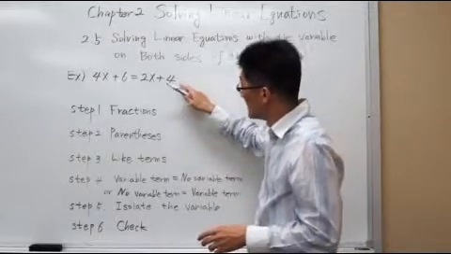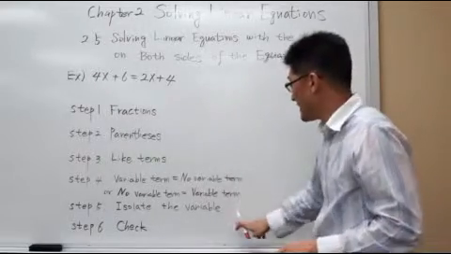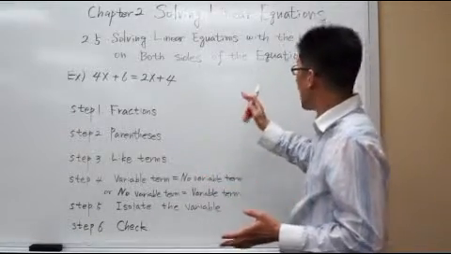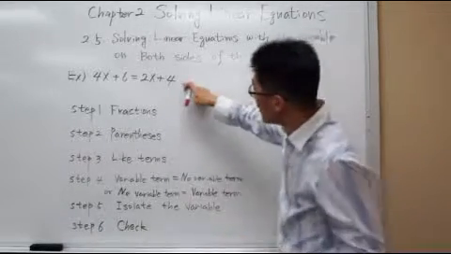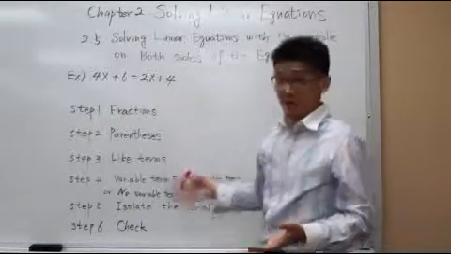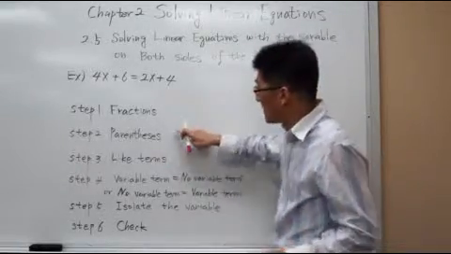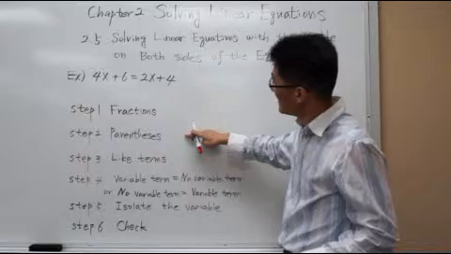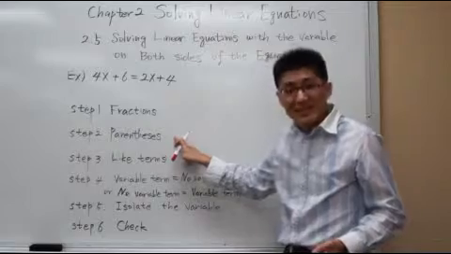So let's follow this simple example from step 1 to 6 to see how to solve a linear equation with a variable on both sides of the equation. The first step: when you look at the equation, can you find a fraction term? There is no fraction term, so you can skip the first step. Second step, can you find parentheses? No, there are no parentheses, so you can skip the second step.